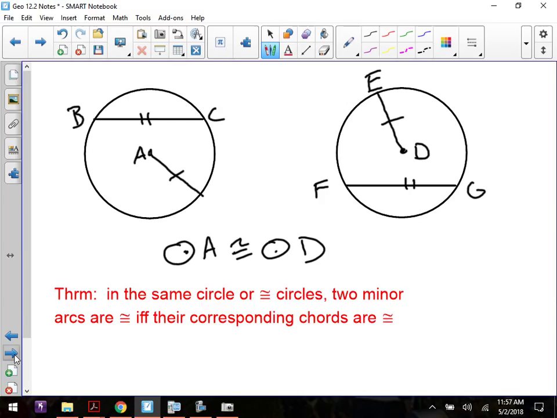Which reason? Do you remember the reasons we did that first semester? Think of the alphabet soup. Remember all the different ways you can prove triangles being congruent? Which one? Yeah, which ones?